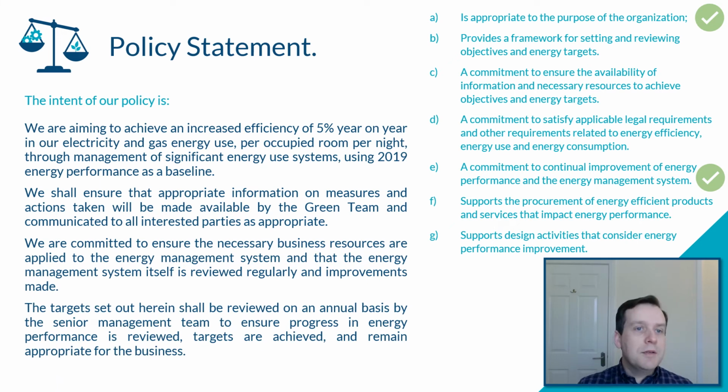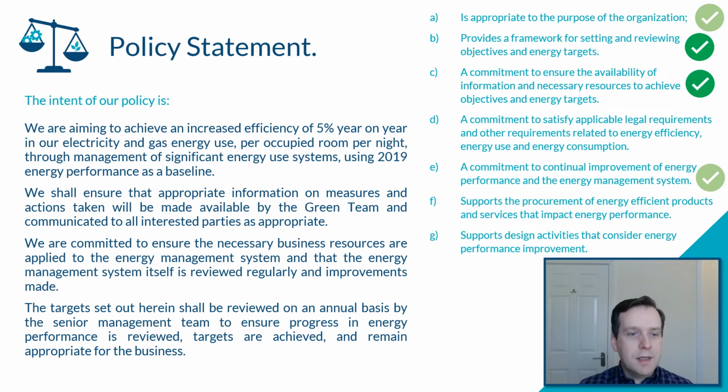So aiming to achieve increased efficiency 5% year on year. Again, that's similar to continuous improvement of the system, so that could tick that box again. Appropriate information communicated to interested parties. Yeah, that's critical. So we can setting reviewing targets. Targets shall be reviewed on an annual basis. So we can tick off B and C from our list.